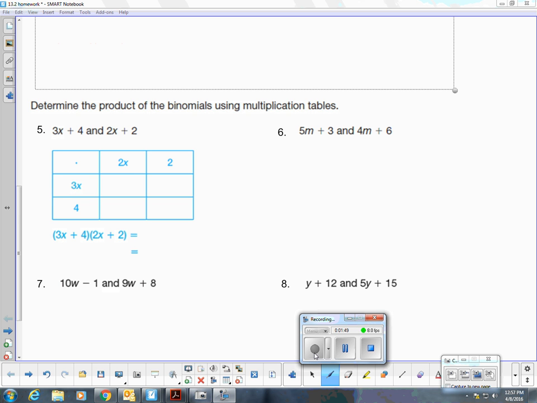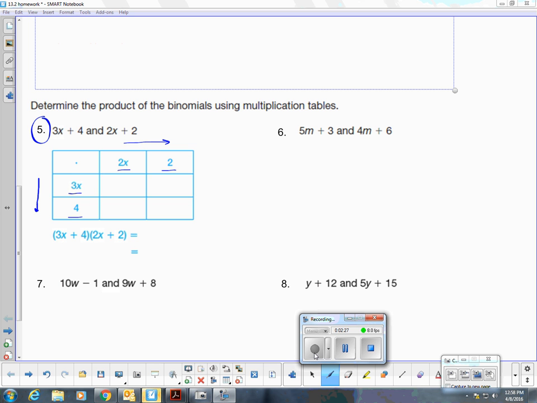Another method of finding the product of binomials is by using a multiplication table, somewhat like the table you see in number 5. So in finding the product of 3x plus 4 and 2x plus 2, they line up 3x plus 4 on the left side, and 2x plus 2 across the top. And it doesn't matter where you put them; you could put the 2x plus 2 down the side and the 3x plus 4 across the top. The product will still be the same.